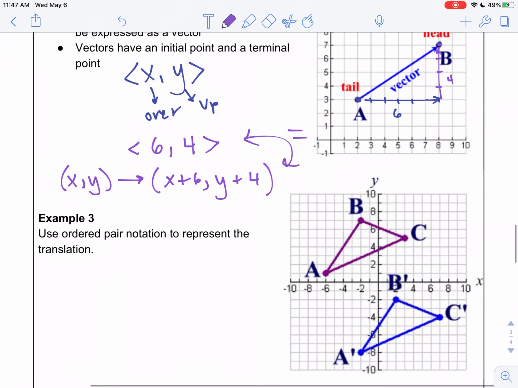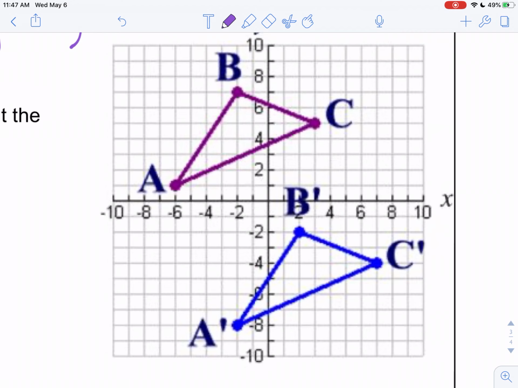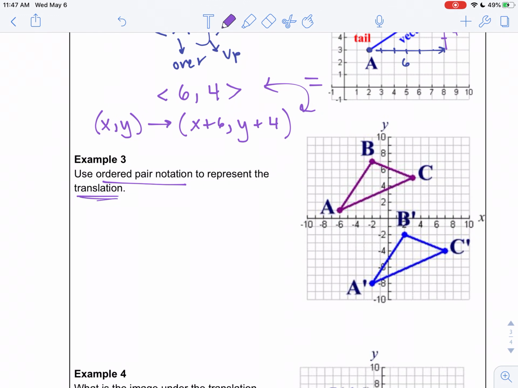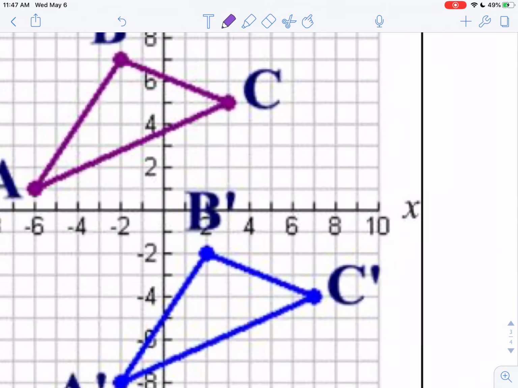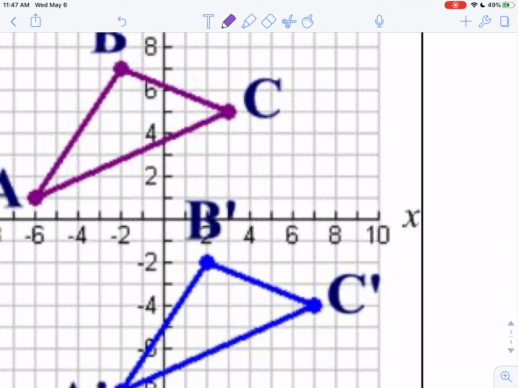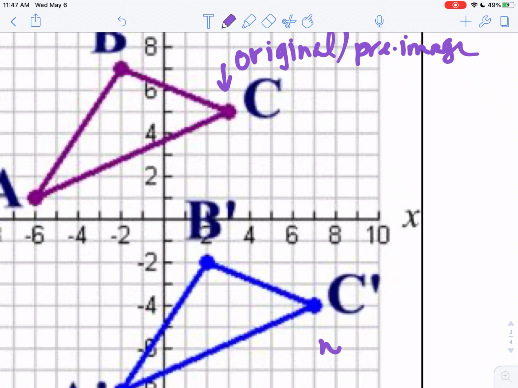All right, so example 3, we're going to use ordered pair notation or vector notation to represent our translation. Looking at a translation, same size, same shape, so it doesn't matter which coordinates we look at, you just pick your favorite. Let's look at C and C prime. I know C is the original, or the pre-image, and I know that C prime is the new, or the image. Order matters because I need to know which direction.